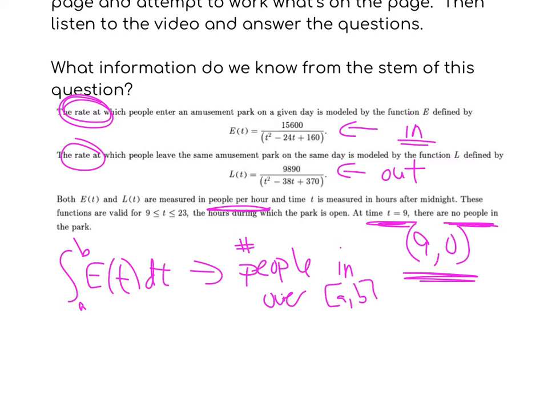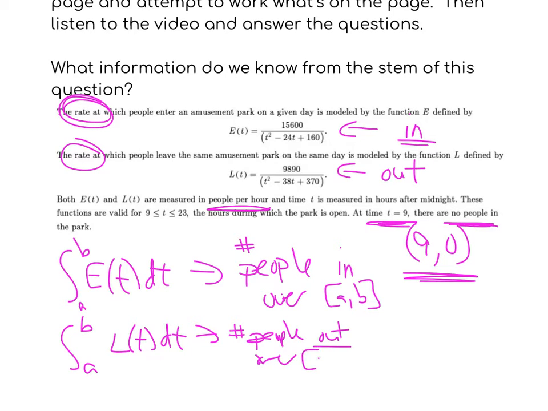A to B. And then if I integrate from A to B L of t, that's going to be the number of people out over A to B. If I wanted to figure out the total number of people at the park, I'm going to have to combine those two expressions. If I take the number of people in and the number of people out and subtract, that'll be how many people are in the park at any given time.